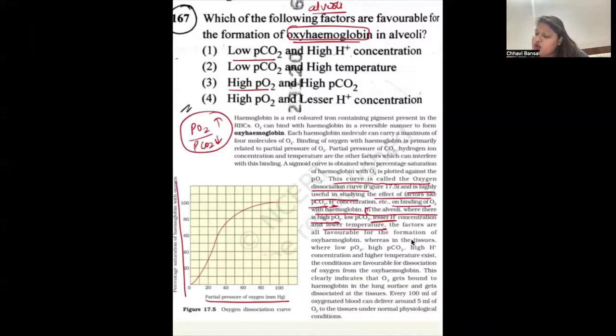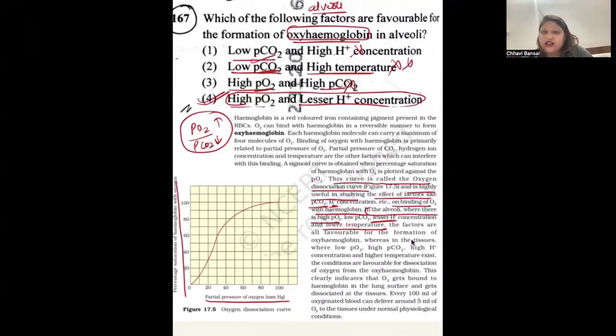Low CO2, high H positive, no. Low CO2, high temperature, no. High PO2, high CO2, no. High PO2 and less H positive ion concentration, this is our correct option, which is option number 4. High PO2 and high CO2 is not possible in one situation, right? Low PCO2 is correct, but then higher temperature is not the option.